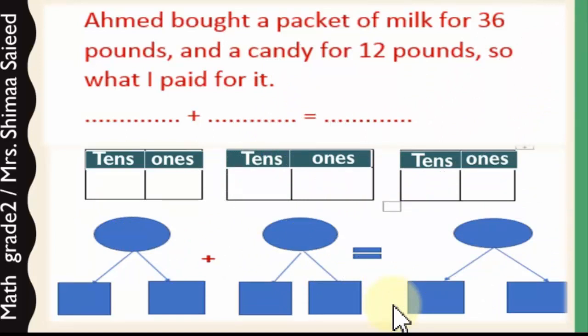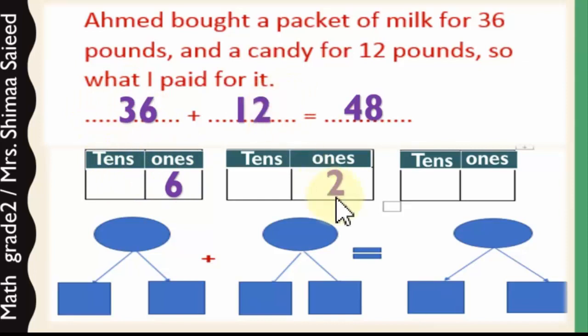Ahmed bought a packet of milk for 36 pounds and a candy for 12 pounds. So what did he pay for it? What Ahmed paid for it is 36 plus 12, which is 48. Here we have 6 in ones, so write 6 in ones, 3 in tens. Here we have 2 in ones, 1 in tens. So we will add 6 ones to 2 ones, 3 tens to 1 ten. 6 plus 2 equals 8 in ones, 3 plus 1 equals 4 in tens.